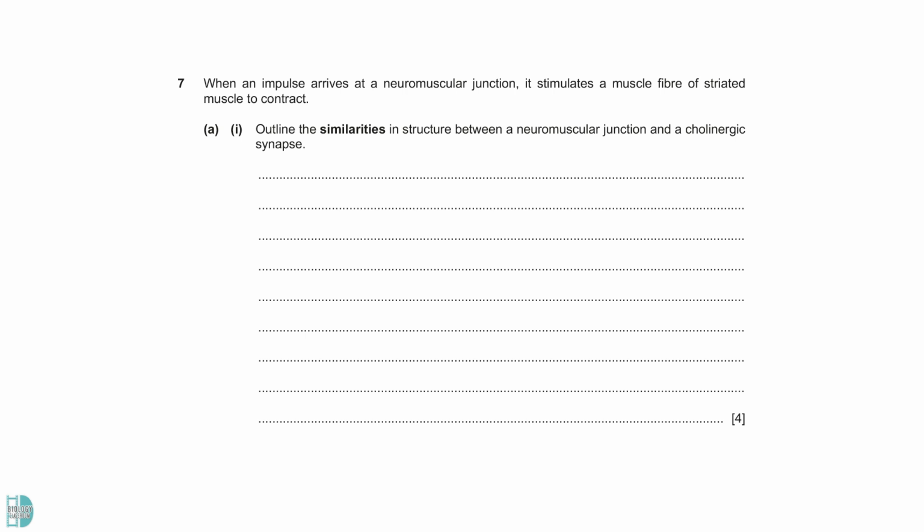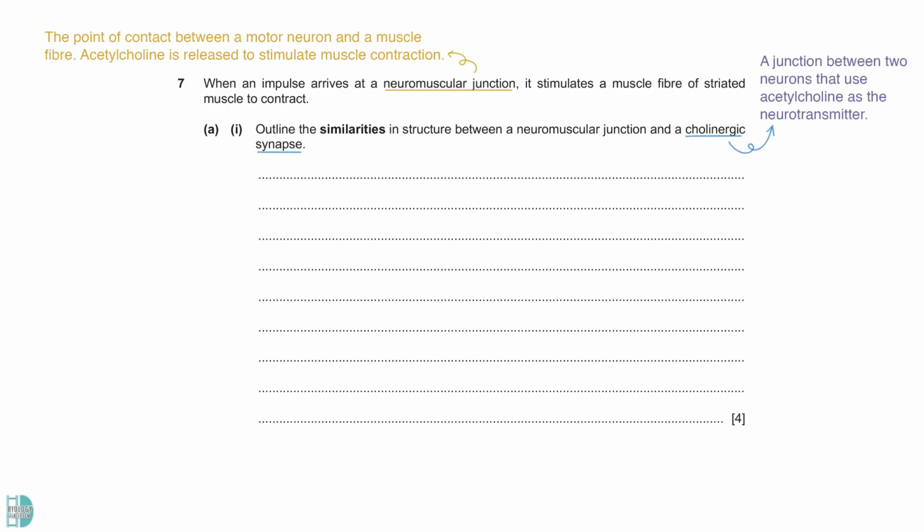A1 outlines the similarities in structure between a neuromuscular junction and a cholinergic synapse. A neuromuscular junction is the point of contact between a motor neuron and a muscle fiber. Acetylcholine is released to stimulate muscle contraction. A cholinergic synapse is a junction between two neurons that use acetylcholine as the neurotransmitter. They have acetylcholine in vesicles. Exocytosis occurs to release the neurotransmitter into the synaptic cleft.